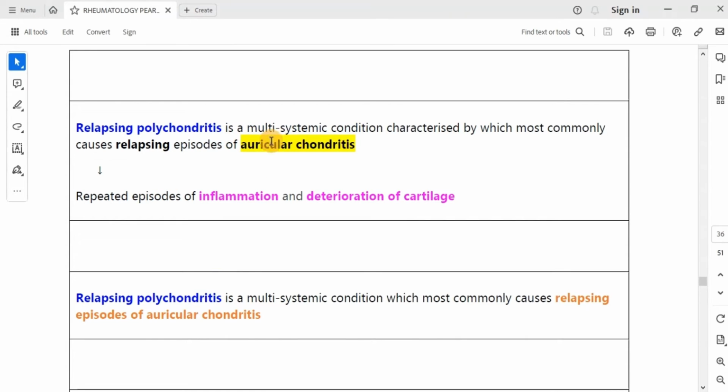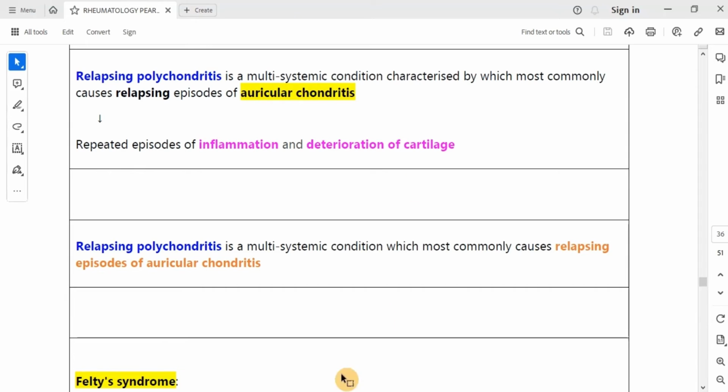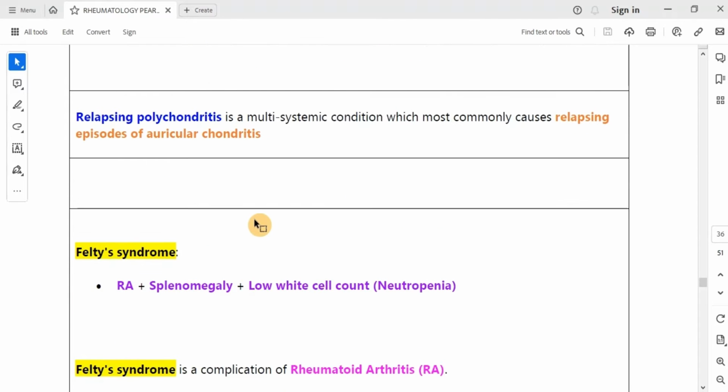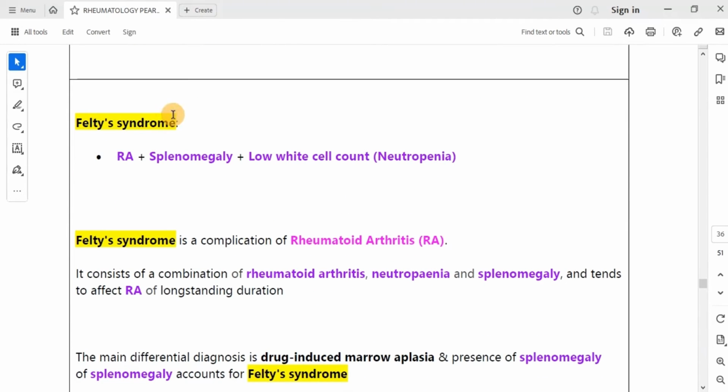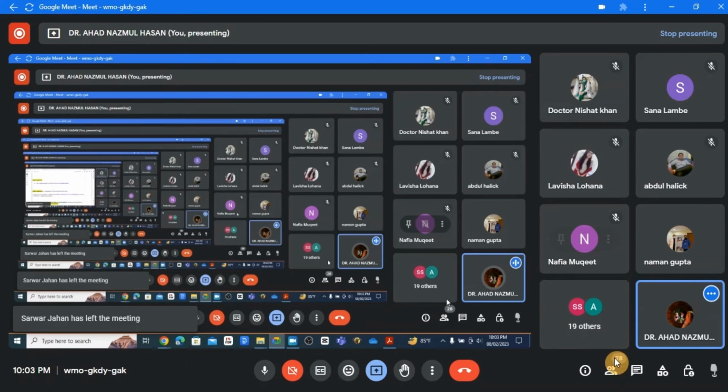Relapsing polychondritis is a multisystemic condition most commonly causing relapsing episodes of auricular chondritis, repeated episodes of inflammation and deterioration of the cartilage. Felty's syndrome. Felty's syndrome means presence of long-standing rheumatoid arthritis with features of splenomegaly and features of neutropenia.